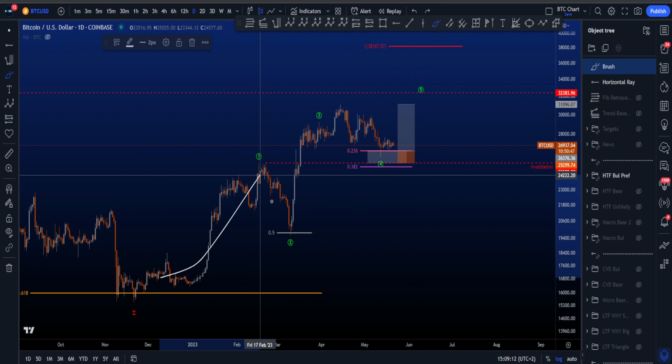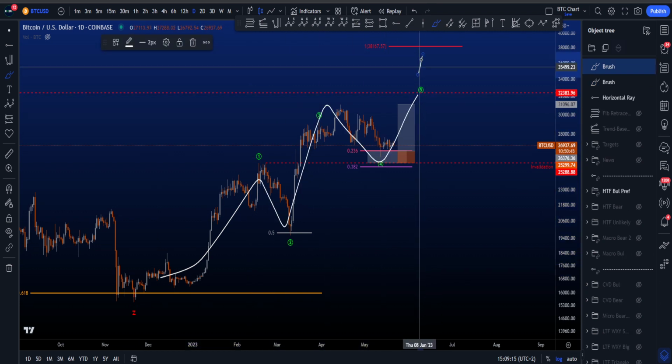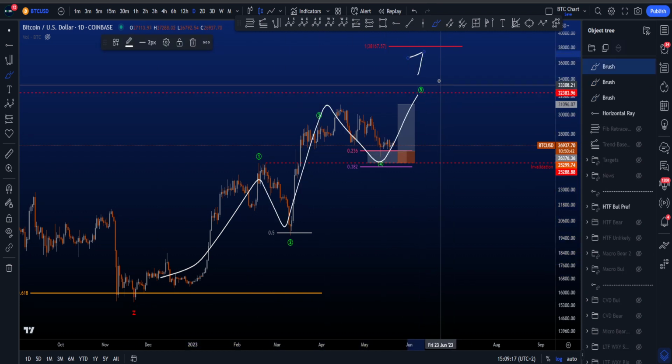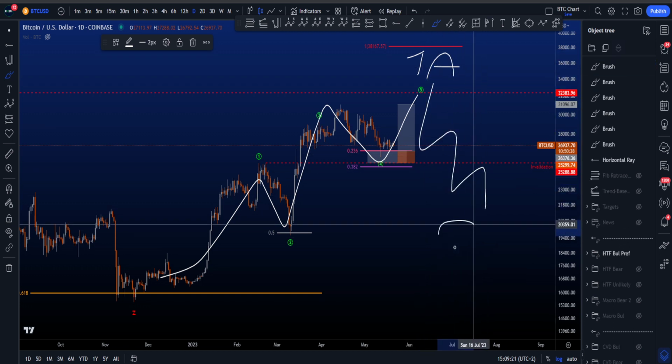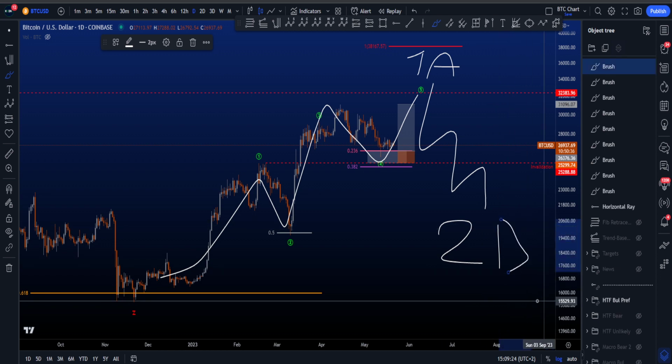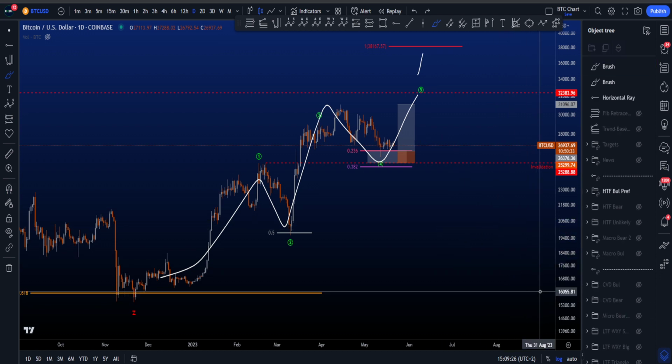And then this 5-wave move, 1, 2, 3, 4, 5, is either, in the bullish scenario, a wave 1, or in the bearish scenario, a wave A. And then to the downside, it is going to be either a wave 2 or it is going to be a wave B. We have to wait and see.